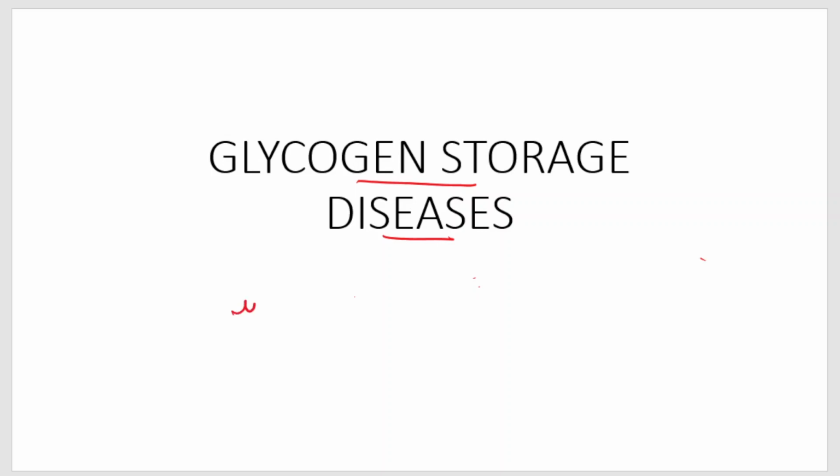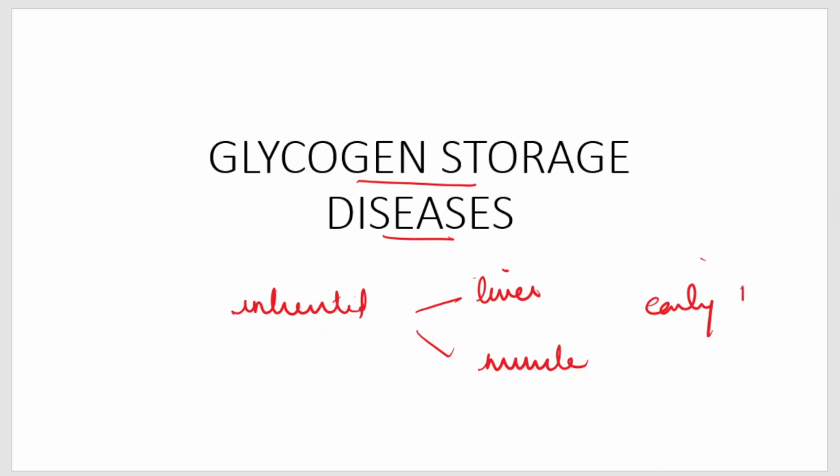Now these are a group of inherited diseases that are characterized by deficient mobilization of glycogen or deposition of abnormal forms of glycogen, causing liver damage and muscle weakness or sometimes early death. In some of the glycogen storage diseases, early death can also occur.